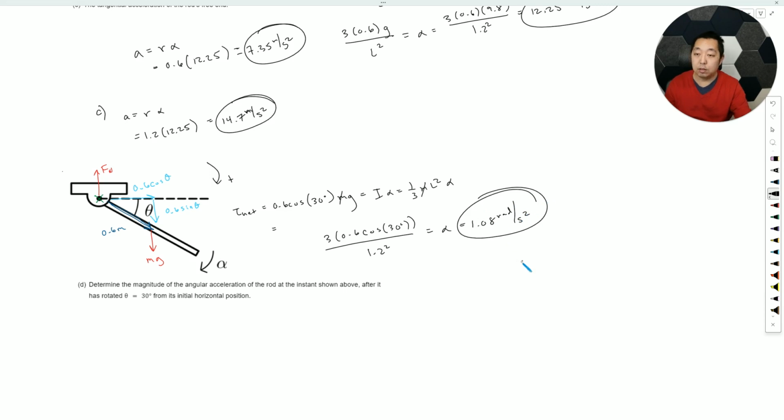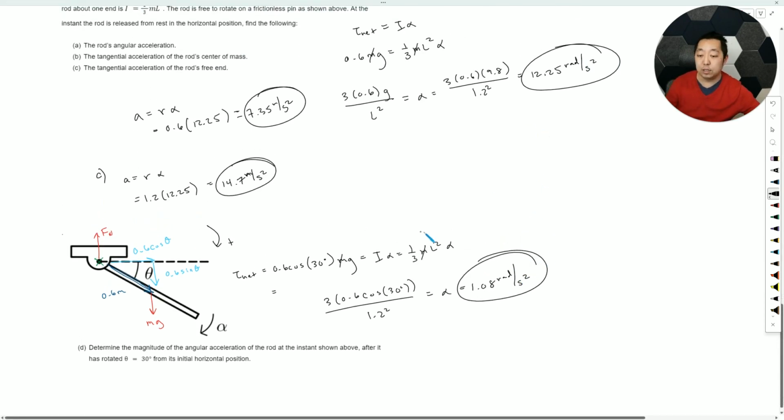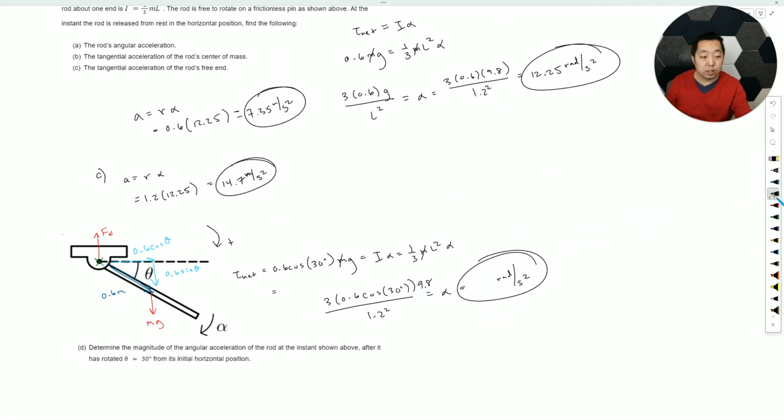So notice that the angular acceleration is definitely different now. Oops, I forgot to multiply by 9.8. Sorry, times 9.8, I left that out. So it's 10.6 radians per second squared. The angular acceleration has changed as it's rotated down, which means we can't use kinematics to solve any of the motion here, because the acceleration is not constant. Angular acceleration is clearly varying because the torque actually varies as it swings down.